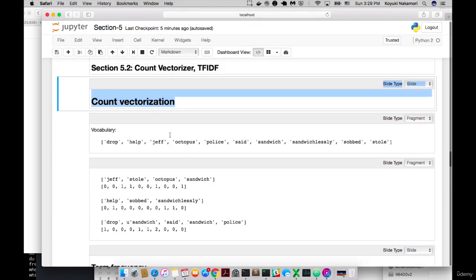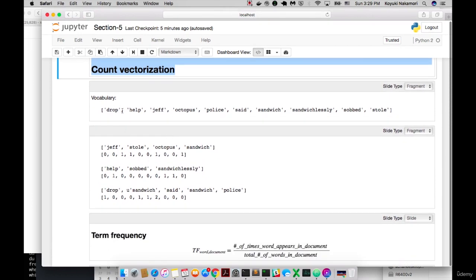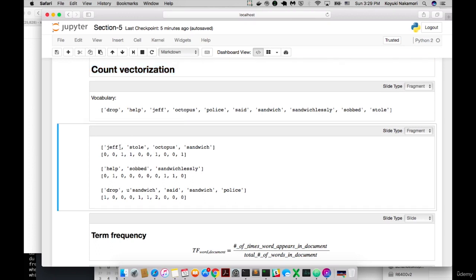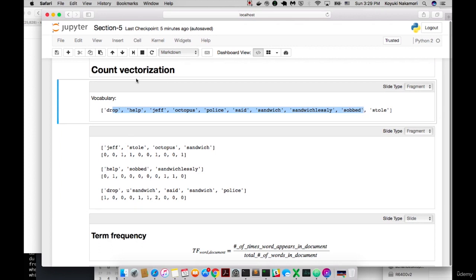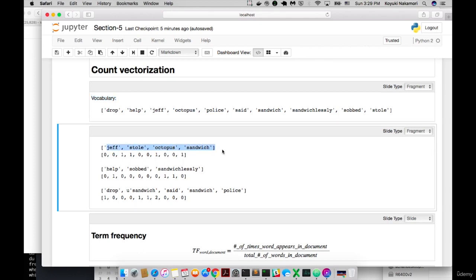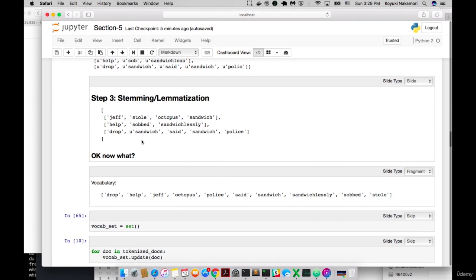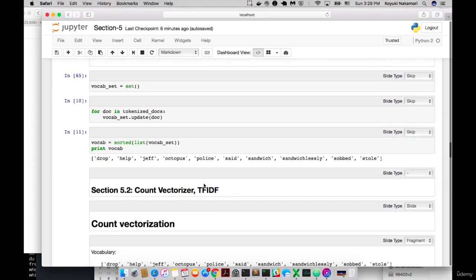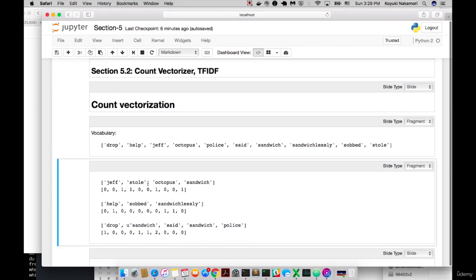Count vectorization is called bag of words, meaning you want to count the frequency of the words that appear in your document, in your sentence. Remember, this is our vocabulary, a unique set of words. And remember the first list, the list of lists. After going through all these steps up to lemmatization, we got a list of lists. Now we can convert this into numerical lists as opposed to a list with tokens.